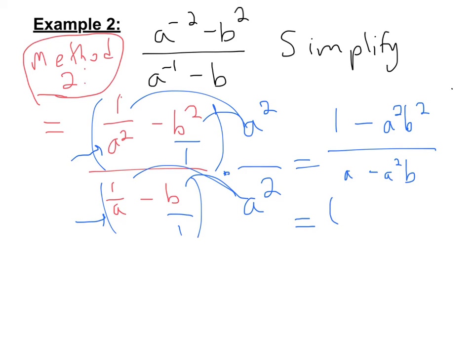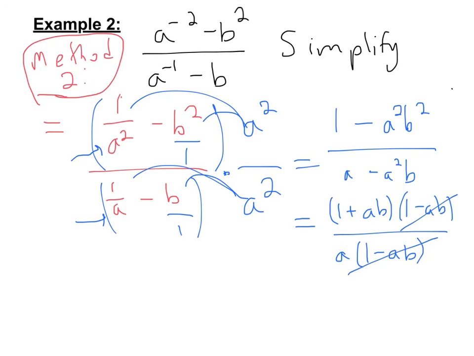In the numerator, we actually have a difference of squares. We can make that 1 plus ab and 1 minus ab. And in the denominator, we can factor out an a to create 1 minus ab. Then, dividing common factors, we arrive at a final simplified answer of 1 plus ab over a. And that's an example of how to simplify complex fraction with method 2.